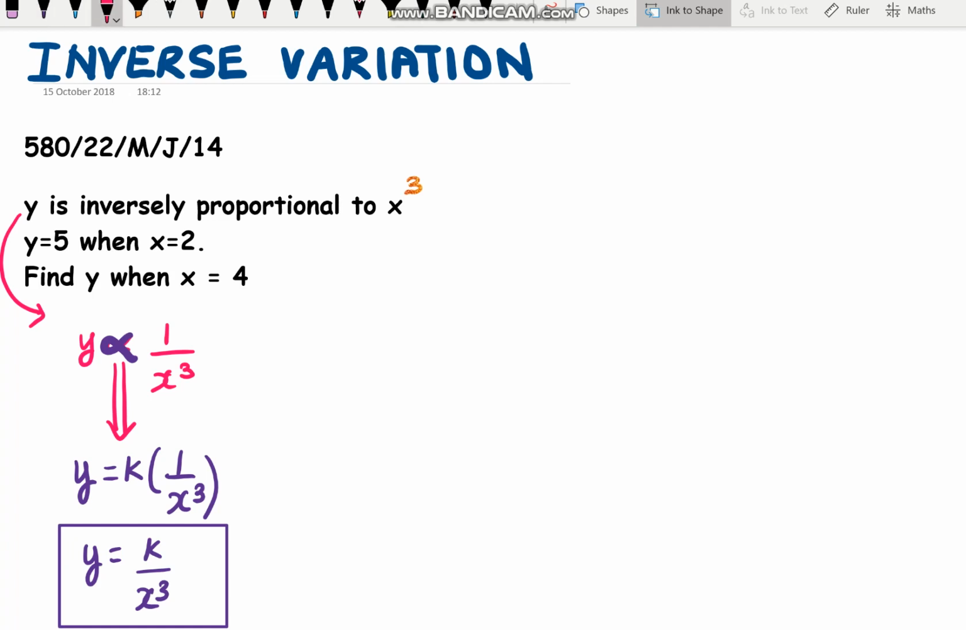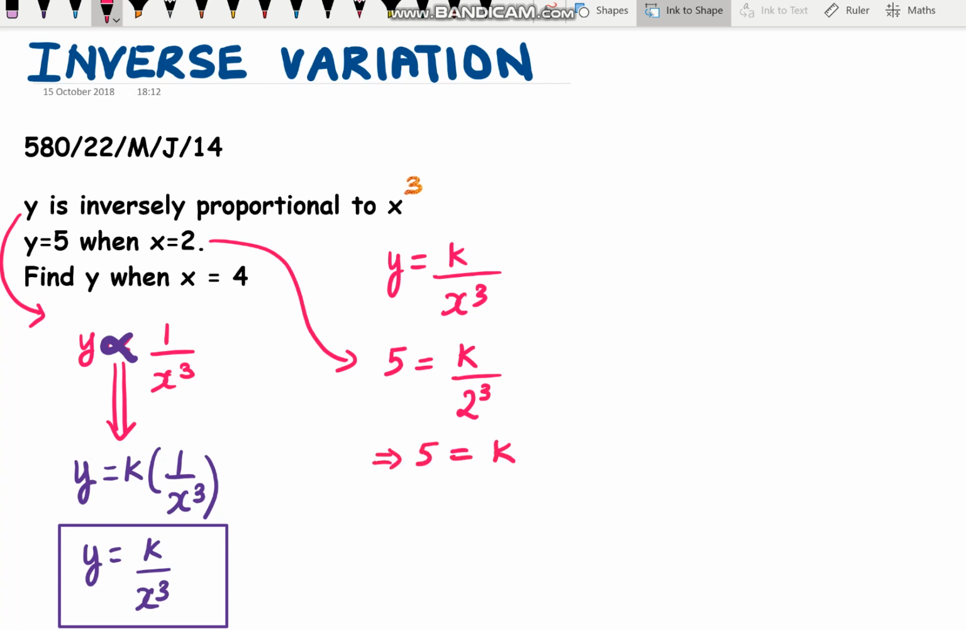Now let me write this equation again. Y equals k divided by x cube. The second thing they're telling me is when y is 5, x is 2. That means according to the equation, it will be written as 2 cube. So 5 equals k over 2 cube. That means 5 equals k over 2 into 2 is 4, 4 into 2 is 8. That means my k equals 5 into 8, that is 40. So I got the value of my k.